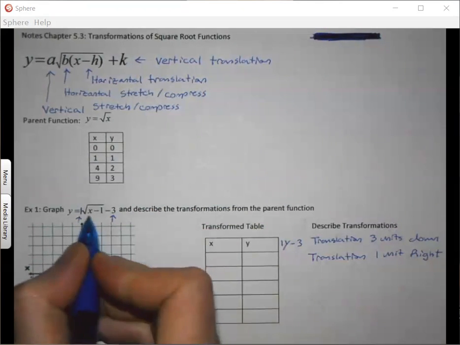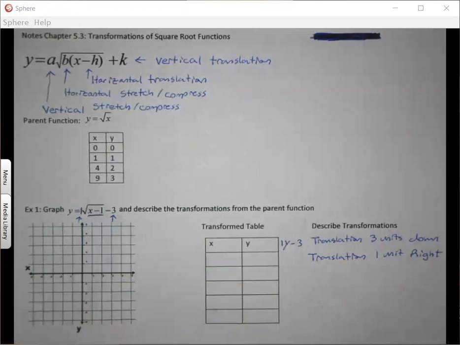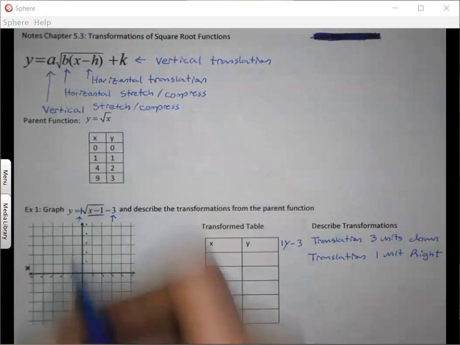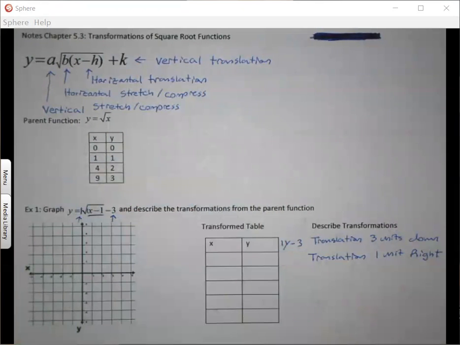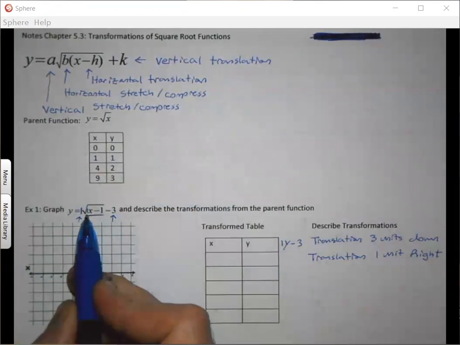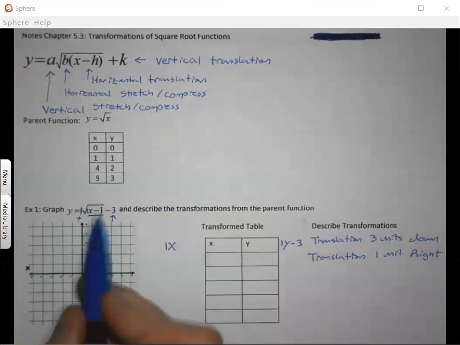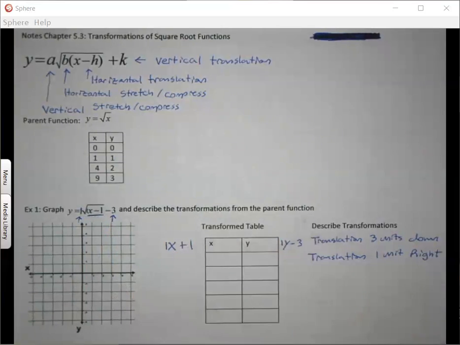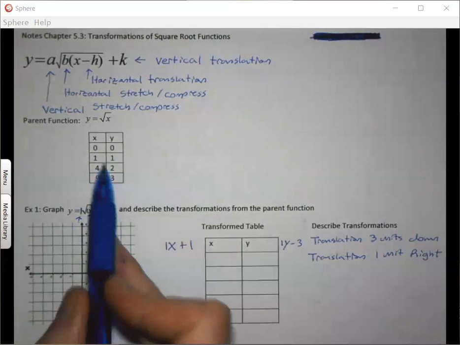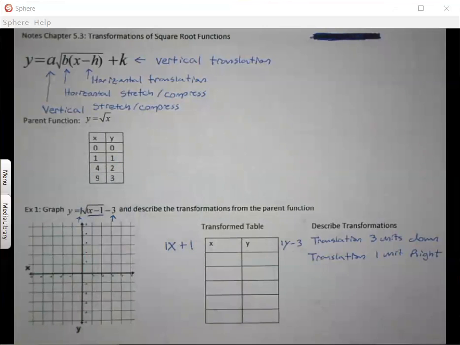For x, we're going to take the values that are inside, so the b and the h. And again, if it's not written, it's 1. Now, for the multiplied value, for the inside, we need to do the reciprocal. The reciprocal of 1 is 1. And then we want to do the opposite operation here. So since this is minus 1, the opposite is plus 1. And then from here, we just plug in the values from our parent.